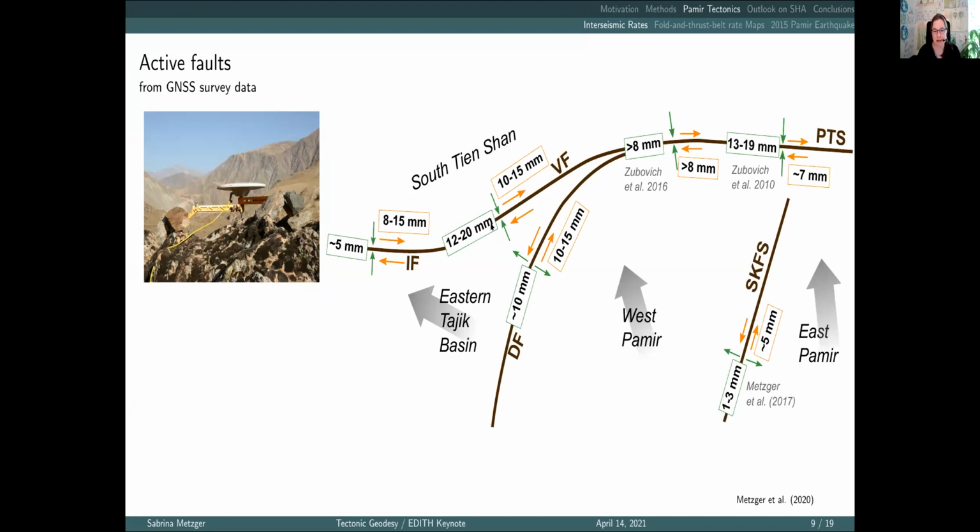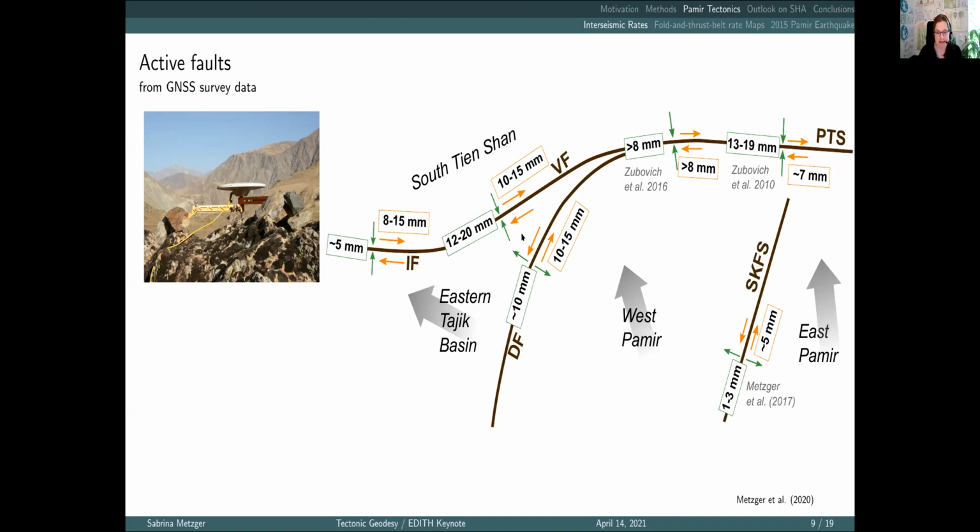The kinematically most active area is this triangle here, which is called the Peter the First range. Here we see extrusion of mass into the Tajik basin. We basically observe this extrusion also in the West Pamir. When we have a closer look at the GNSS rates, we see that the East Pamir moves northward as a whole, so it's internally relatively stable, whereas the West Pamir collapses and extrudes into the lower elevation Tajik basin.